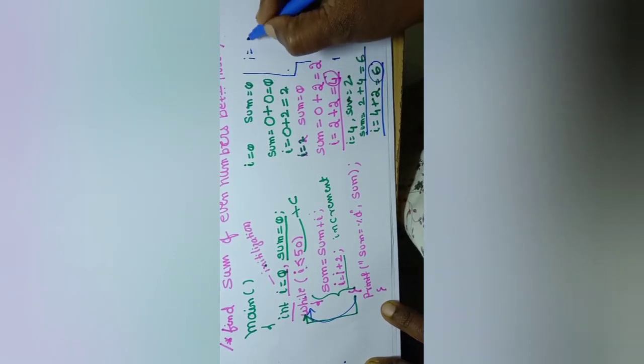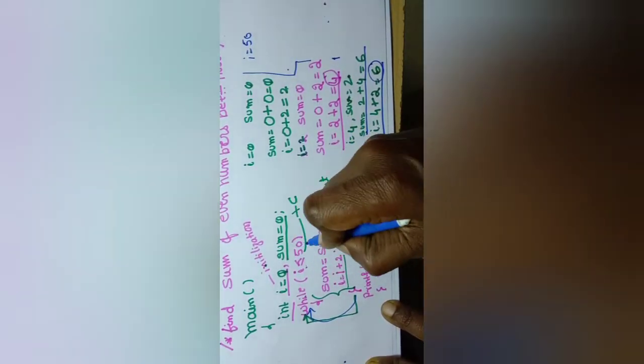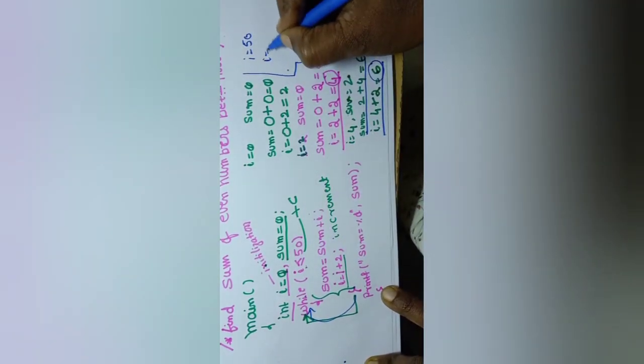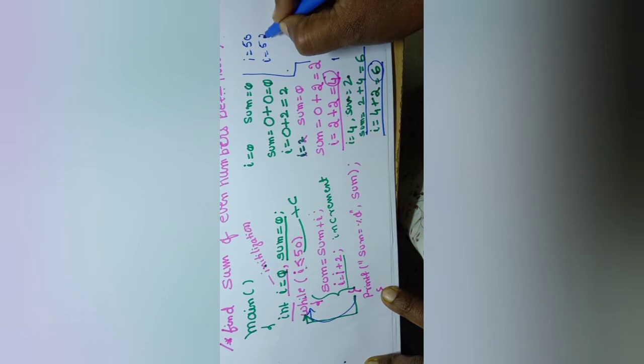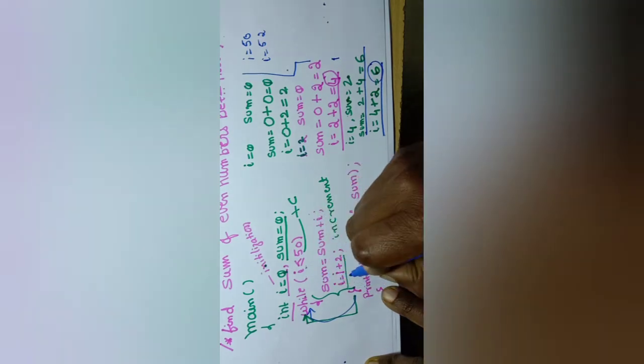Finally, when our I value reaches 50, what happens here? I is equal to 50, the condition is true, and it is executing. And in the next step, I is equal to 52. Then the condition is false. When the condition is false, this statement is not going to execute. That means the body of the loop is not going to execute.